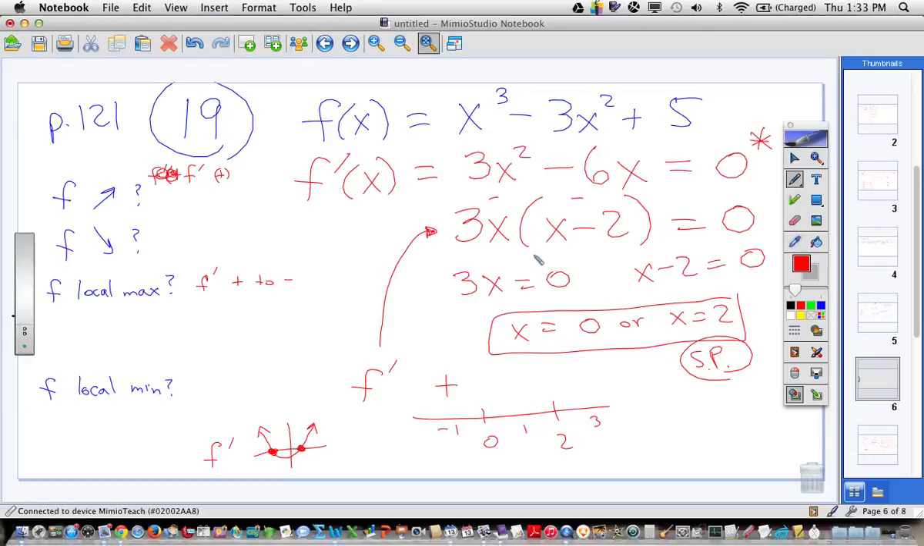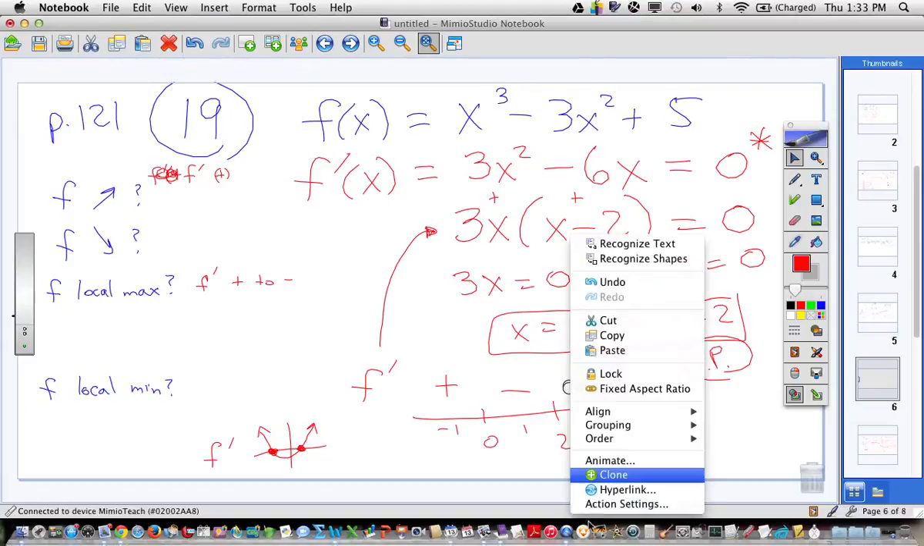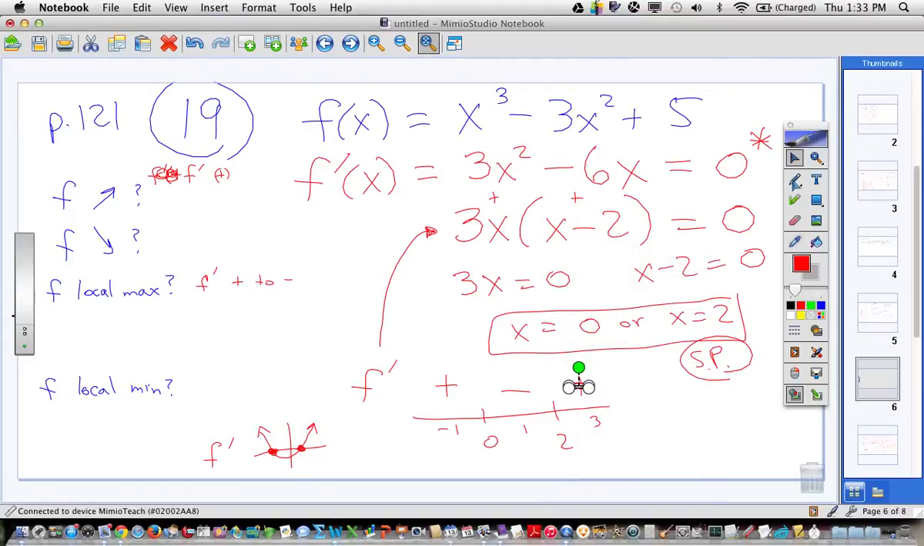A 1, put it into there. 3 times 1 is positive. 1 minus 2 is negative. Positive times negative is negative. Put a 3 in. 3 times 3 is positive. 3 take away 2 is positive. Positive times positive is positive. And doesn't that show me everything that my old f prime graphs from chapter 1 used to show me? The same stuff. It tells me when the f prime graph's positive, when it's negative.